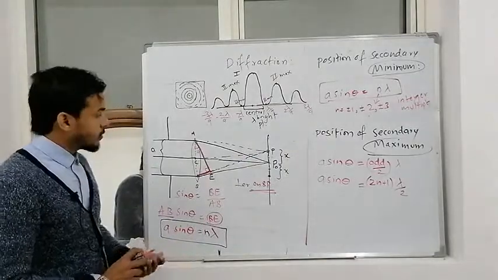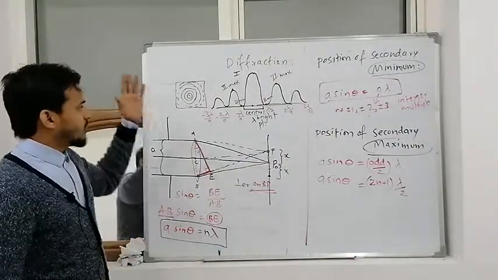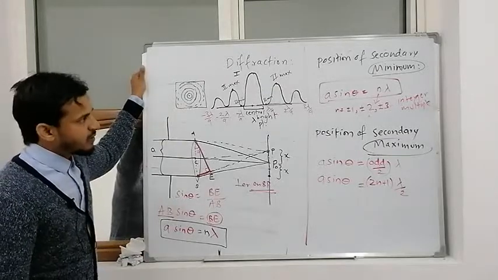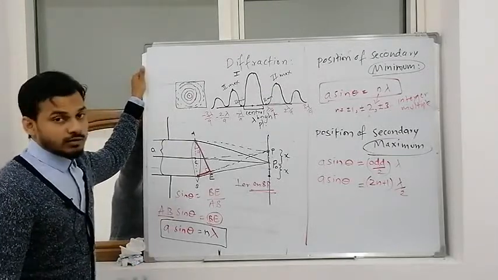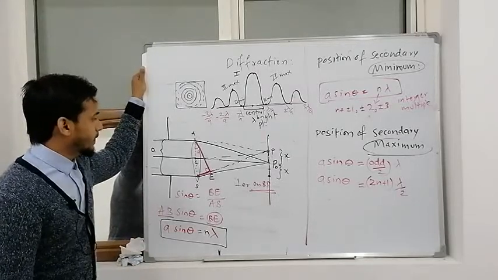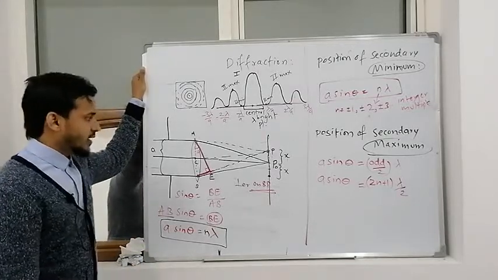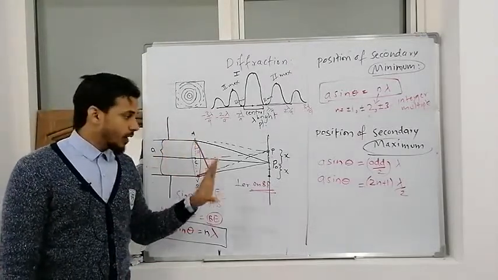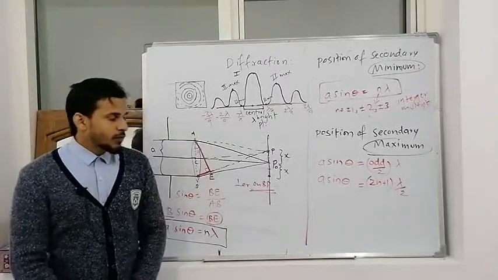We have seen today what is diffraction, what is diffraction pattern, what are secondary minimum and secondary maximum. This is nothing but the start of counting in diffraction pattern, and how the diffraction takes place and what is the explanation behind that. I hope you understand. I will meet you in the next video.